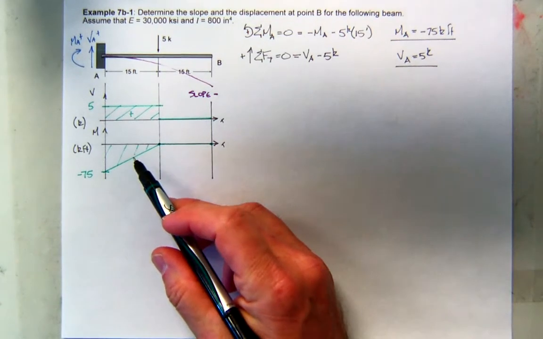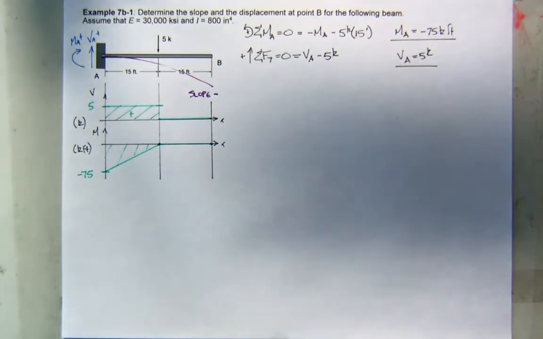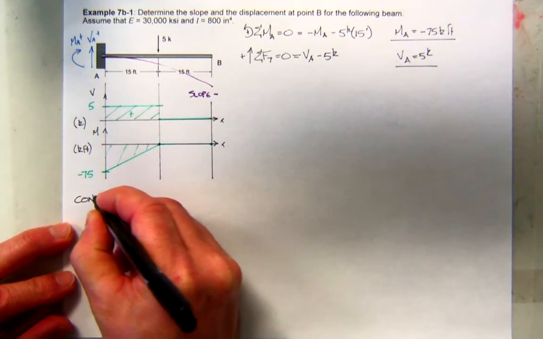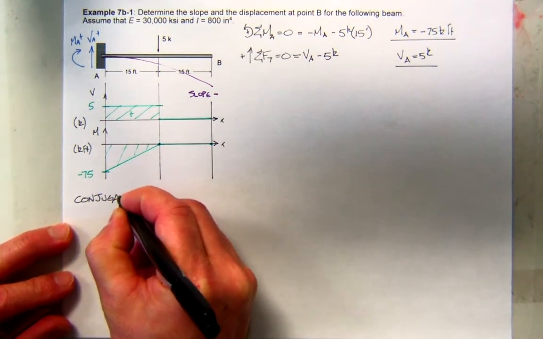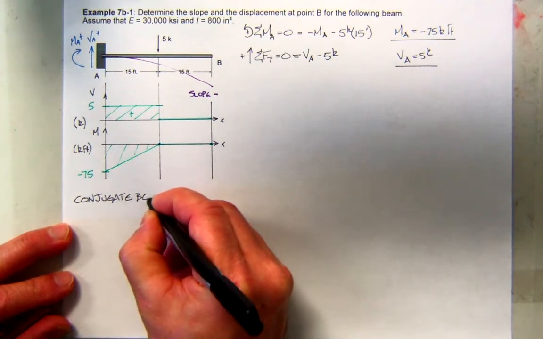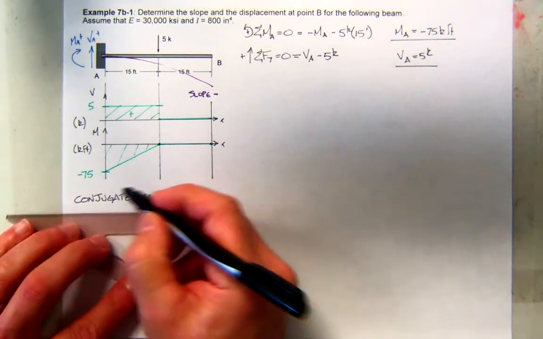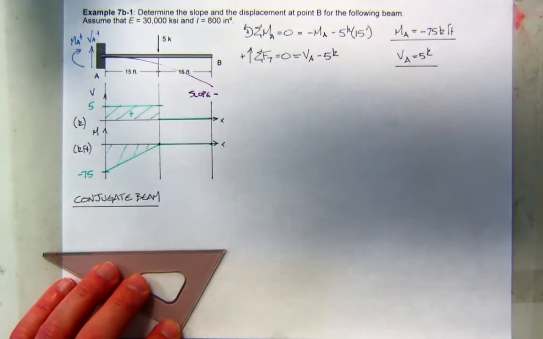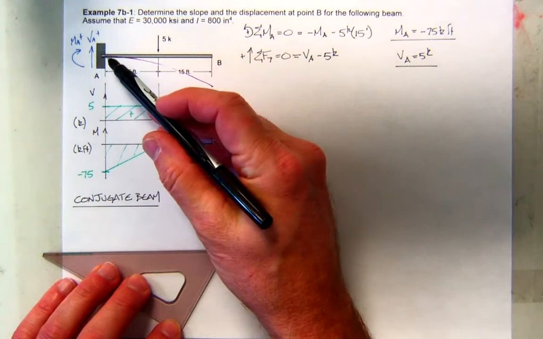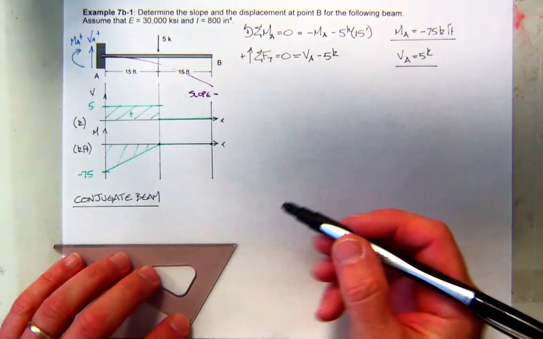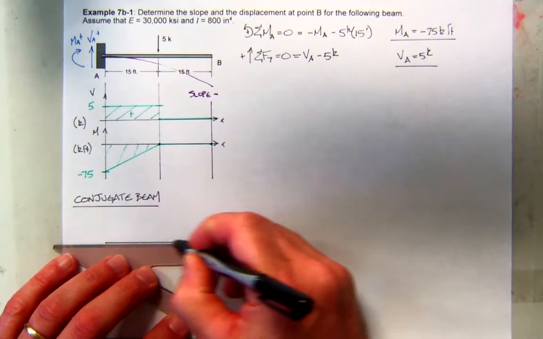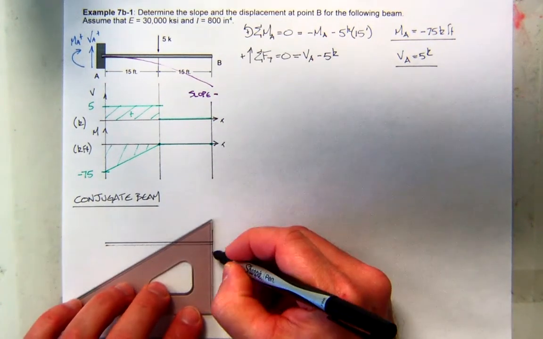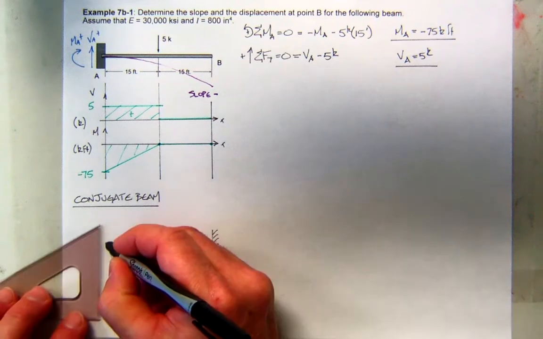So I need to add that as load to my conjugate beam. So let's do that. I'm going to draw that right below here. So here's my conjugate beam. So a fixed connection becomes what in the conjugate space? Free end. Free. And a free end becomes fixed. So basically, in this particular idea, my beam just turns around, it looks like. Now again, that's not always the case, but it is the case today.